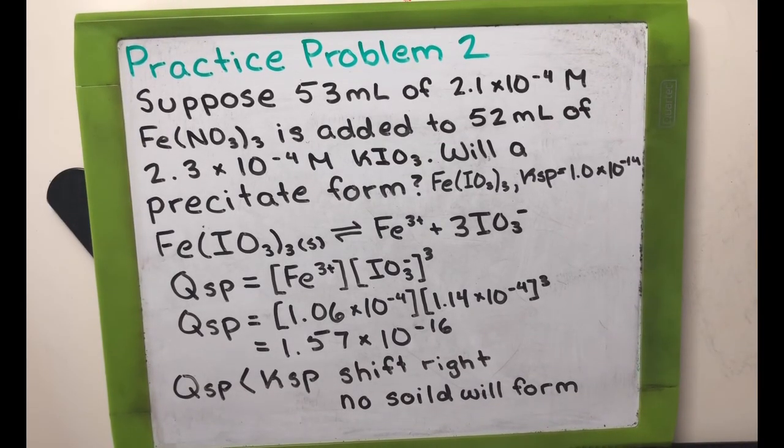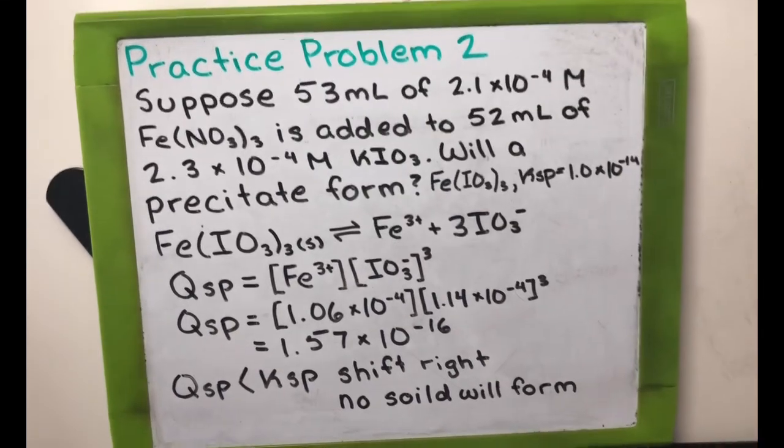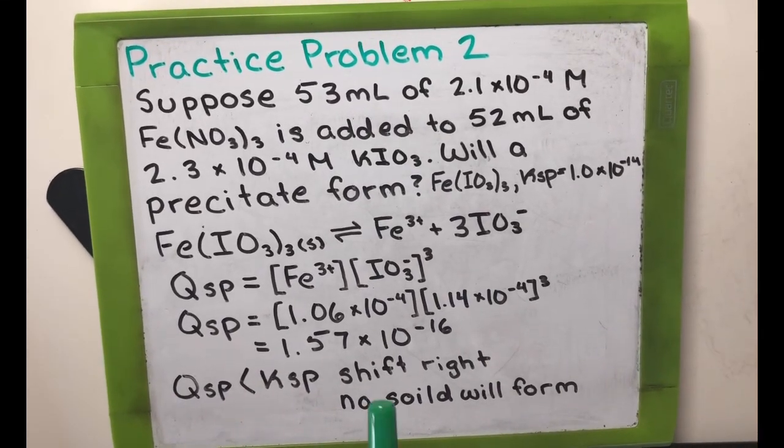Now that we have solved for the initial equilibrium concentrations needed to solve for QSP, we can plug them into the QSP equation and determine QSP. After we have calculated QSP, we can compare this value to the value of the KSP. In this problem, the KSP is greater than the QSP, meaning that the reaction is going to shift to the right, therefore no solid will form.